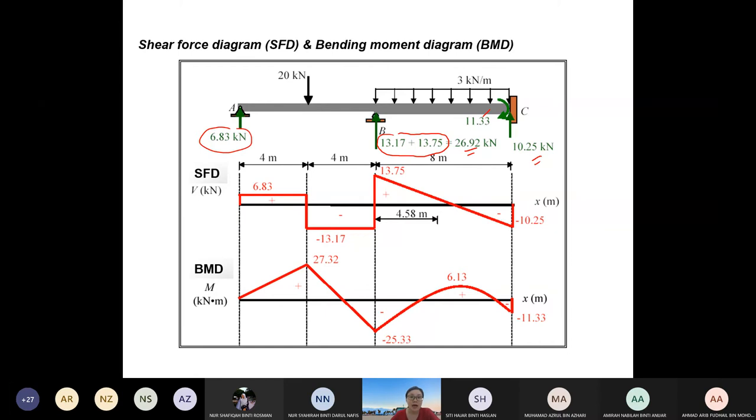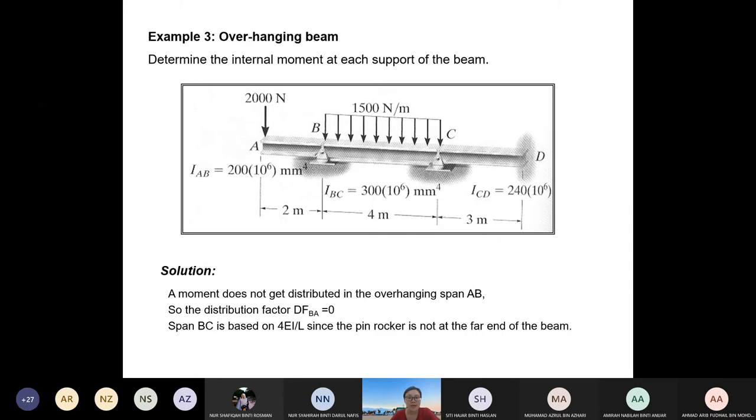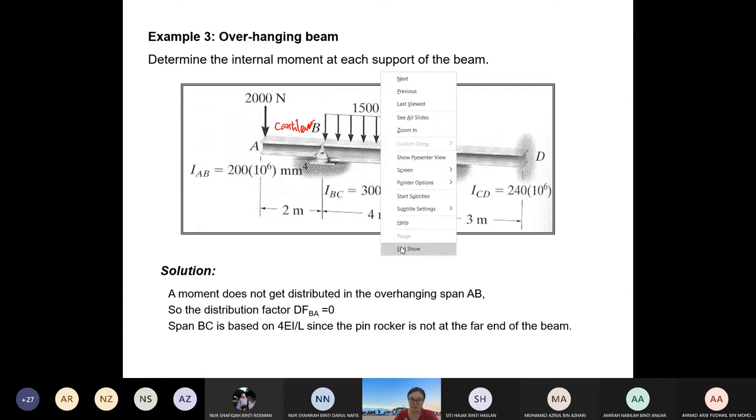I would like to also explain this: if you have a beam which carries a cantilever at the end. You can see that this beam here is cantilever. So I will highlight something you should take note of in the solution here.